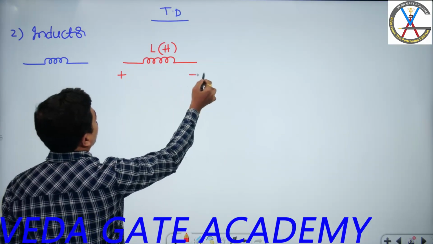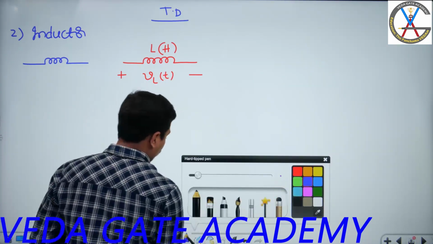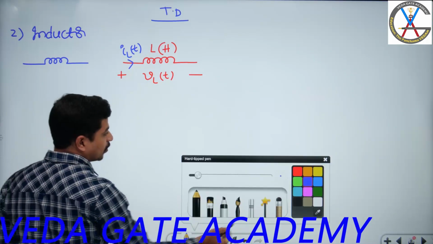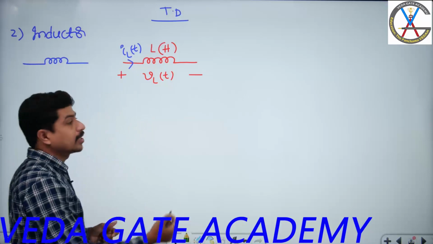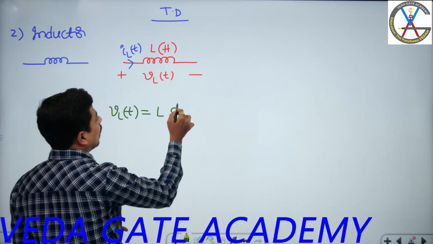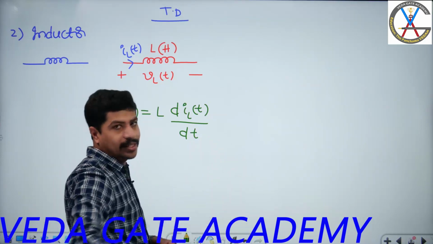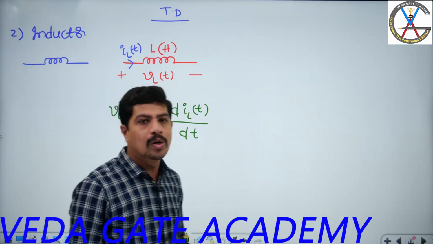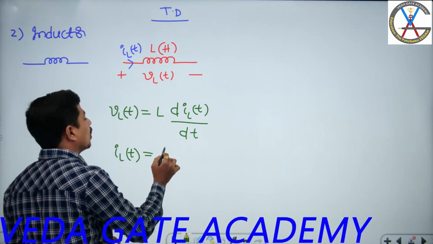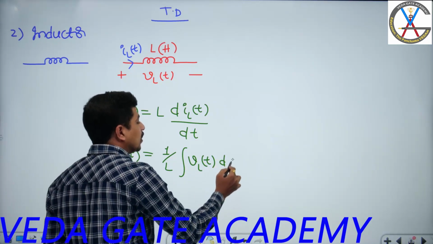Now I am applying a voltage of vL(t) across the inductor. Then current iL(t) will flow. What is the relationship between voltage and current of an inductor? vL(t) = L diL(t)/dt, or iL(t) = (1/L) ∫ vL(t) dt.